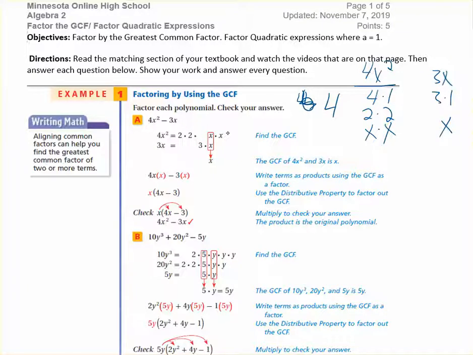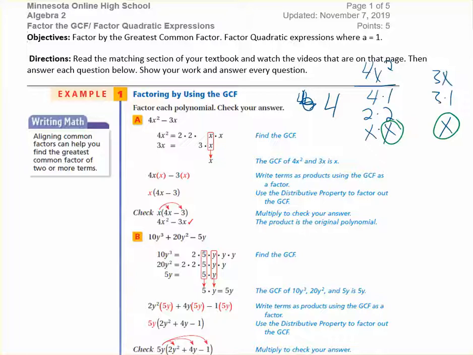So now we're looking for the common factors. The common factor is the numbers or variables that appear in both of them. There are no numbers that appear in both of them. 4, 1, 2, 2, 3. I mean, 1 does, but we don't use 1 as a factor because 1 is a factor of every number. But there is an x in both. So the greatest common factor of these two terms is x.